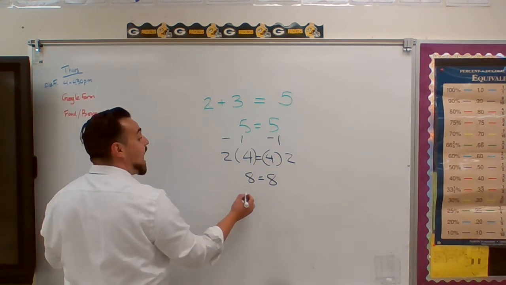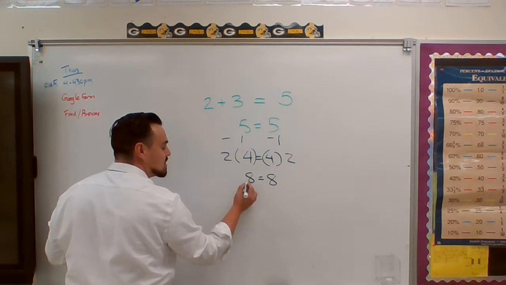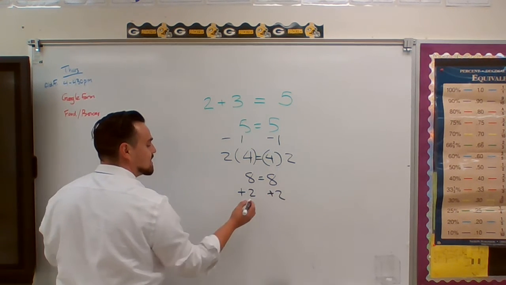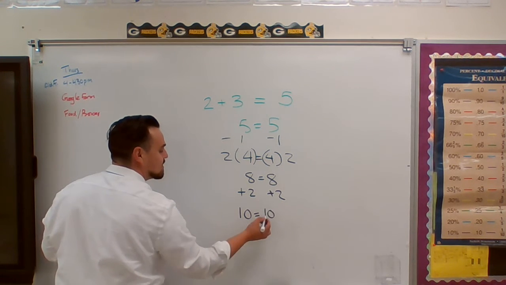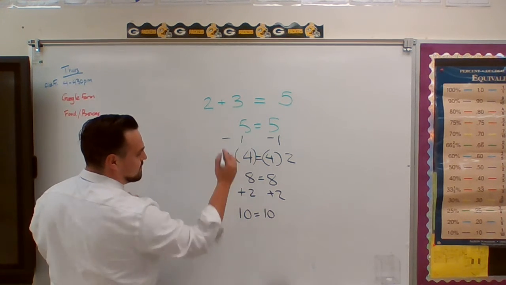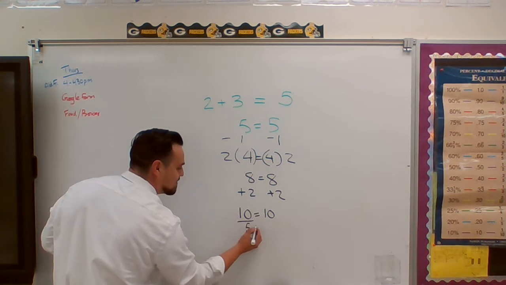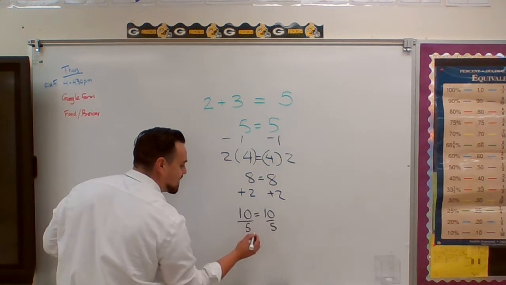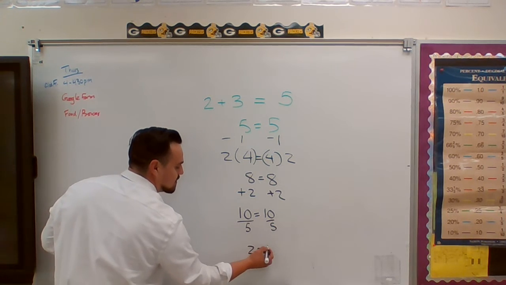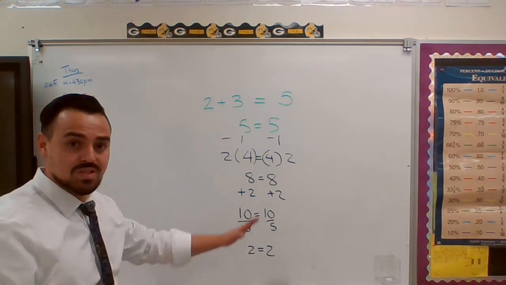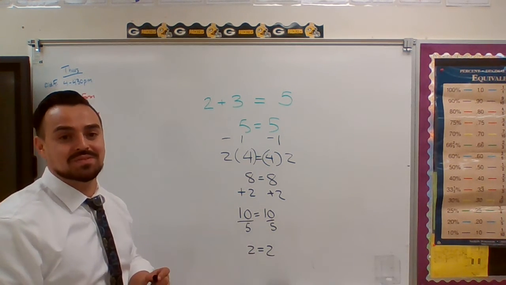I can add 2 to this side. As long as I add 2 to that side, I'll be left with 10 is equal to 10. And what am I missing? Divide. I can divide this side by 5 as long as I divide that side by 5, because 10 divided by 5 is just 2, and 2 is equal to 2. So, just some examples.